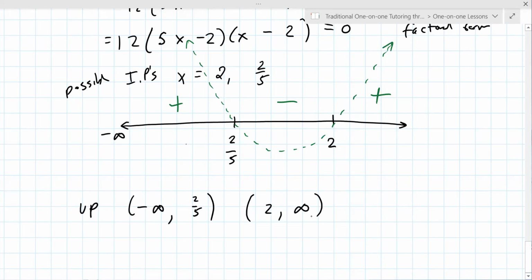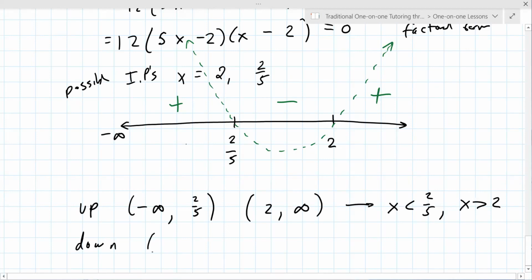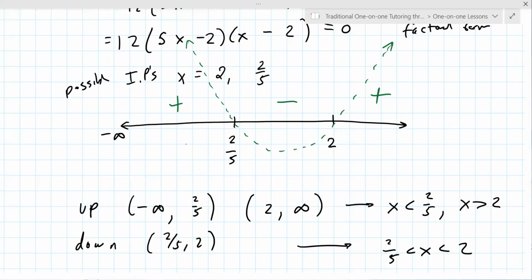Now they actually don't always use interval notation. So their answer is actually x less than 2/5, comma x greater than 2. Okay. It's down 2/5. 2/5 to 2, but their answers are in this interval notation. So 2/5 less than x less than 2. Okay.